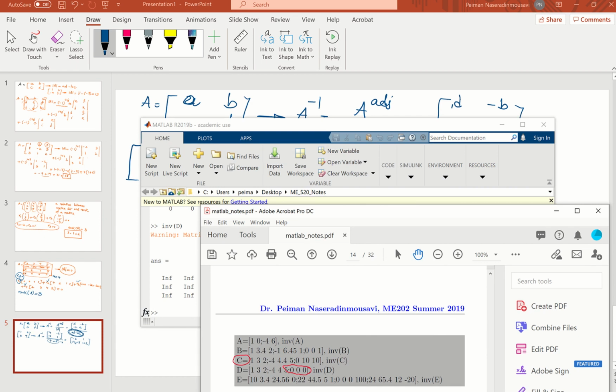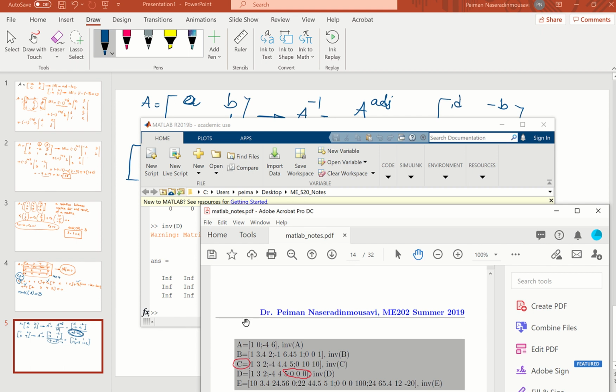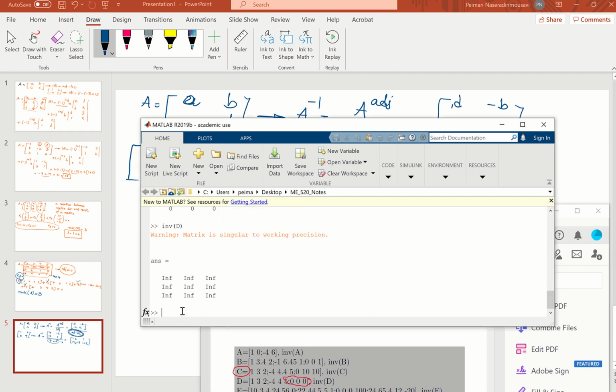Understand? So in robotic science, in some cases we say that your robot is in a singular position. Singularity is one of the reasons that you cannot have the inverse of that matrix. We're going to go through this in the robotic science. So now let us do this.